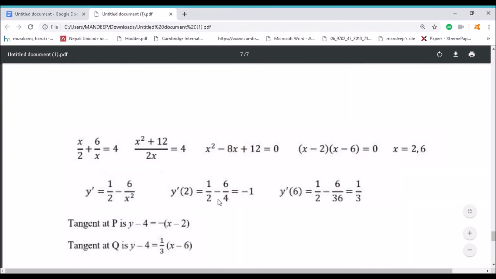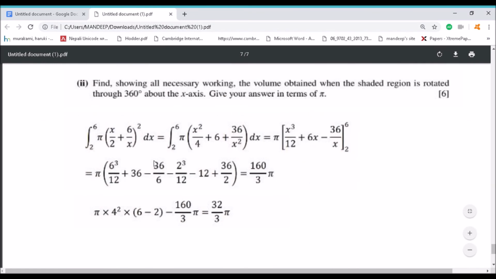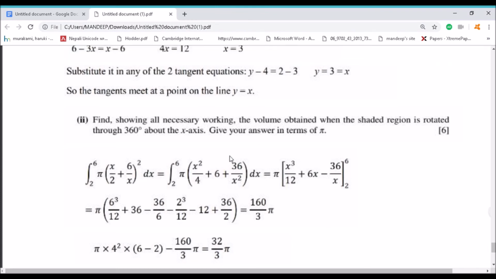So the curve is rotated 360 degrees about the x-axis. So we'll have pi times the integral of (x over 2 plus 6 over x) squared, from 2 to 6. It's a formula. You just have to memorize the formula. I don't know if they give you that in the formula sheet, but it's better to memorize the formula, because you will eventually memorize it if you practice a lot.